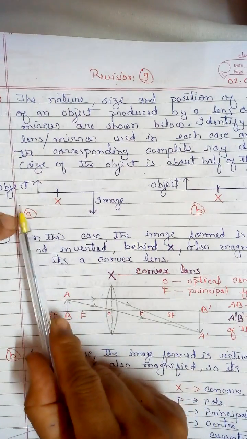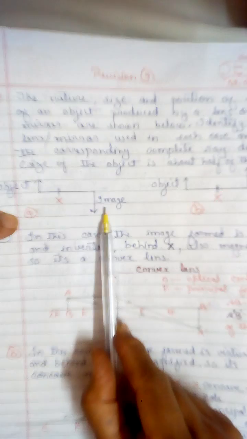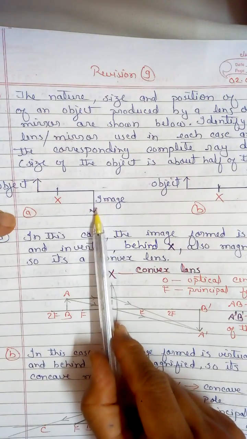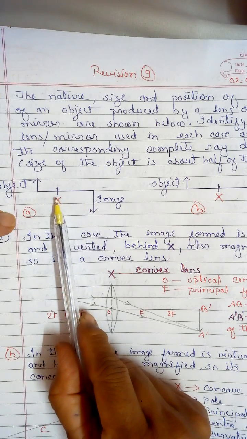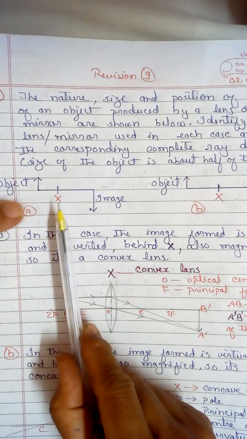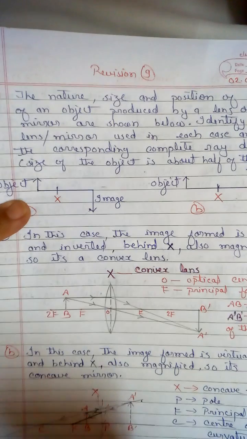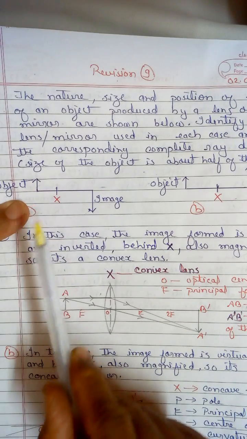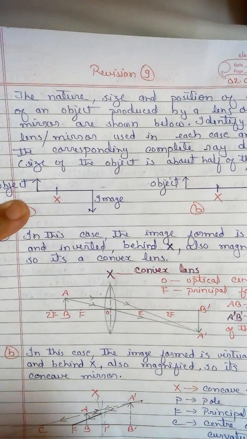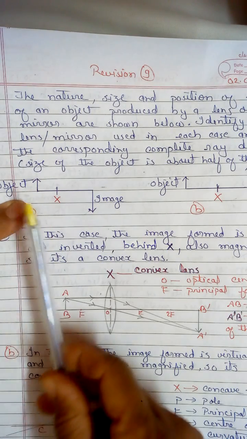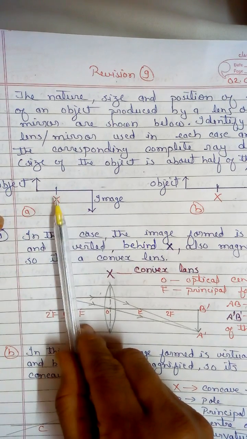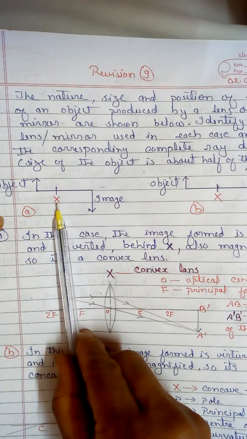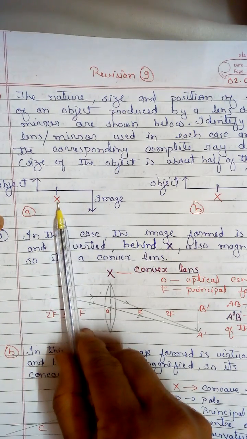So in the first case, here is the object and this is the image. We can see that the image is real and inverted. It happens only in case of a convex lens because in a concave lens we find only virtual and erect image, which is always diminished or smaller in size. So the first part of the question is that it is a convex lens.